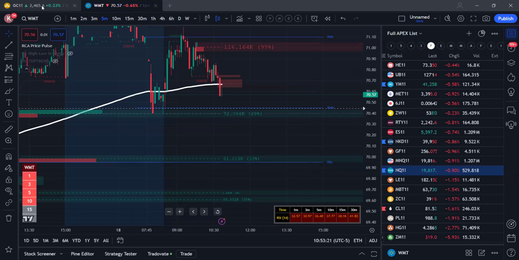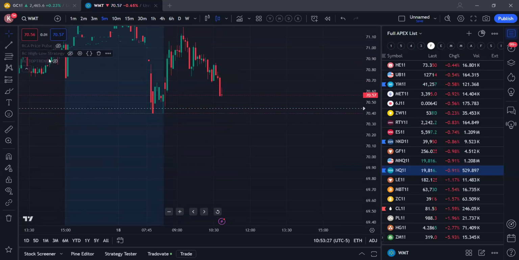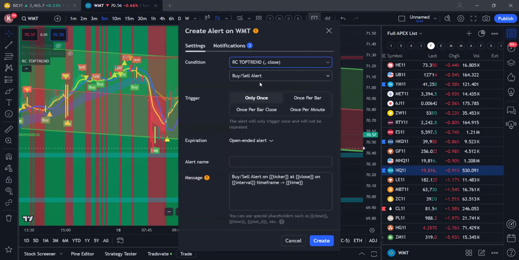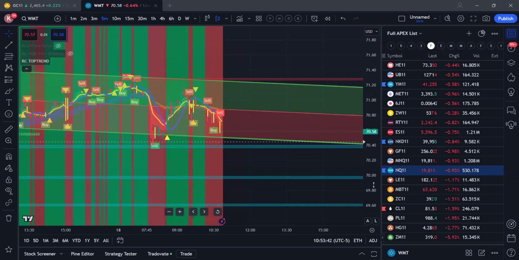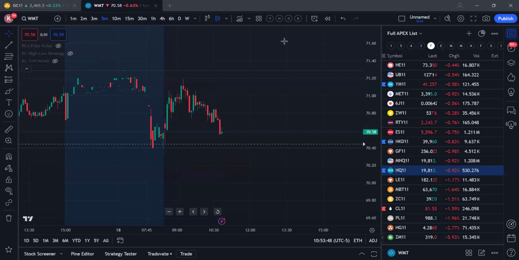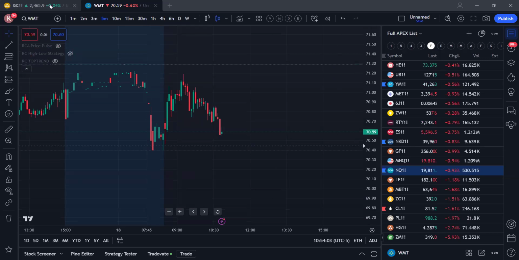So like that, you can use a combination of scanner plus either you use price pulse or you use top trend. So that will help you, you can put a buy alert here. Whenever Walmart gives a buy, you can enter calls. Again, all it needs is little practice. And once you see 1 or 2 days, then you will get more confidence.